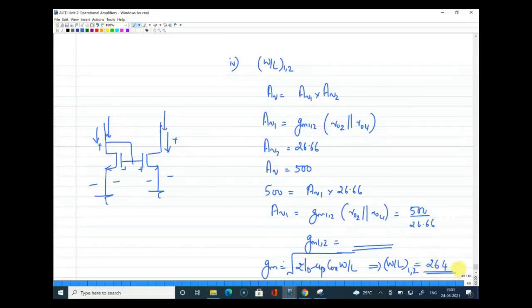What is the GM value? GM of 1 and 2. Close to 19 point... Oh, it is 2.812 milliamps. So GM will be equal to 500 divided by 26.66 into this R02 parallel to R04. Please check, I don't have the GM value with me. Please check whether this value, 2.812, is correct, and from that you can get the value of W by L.